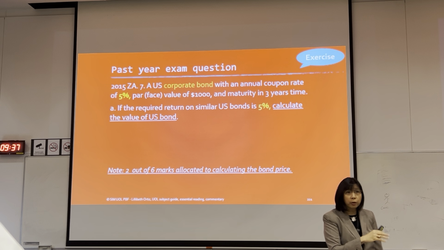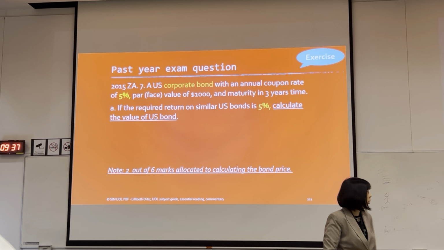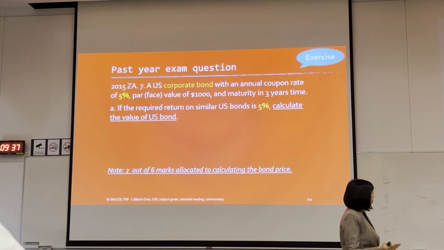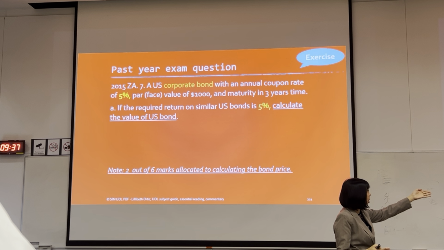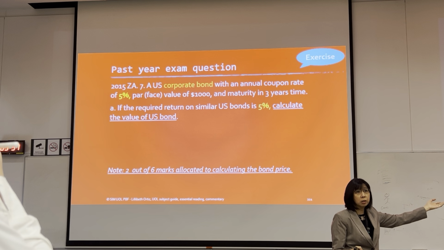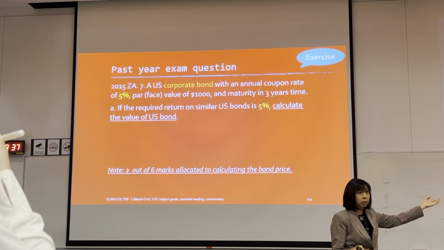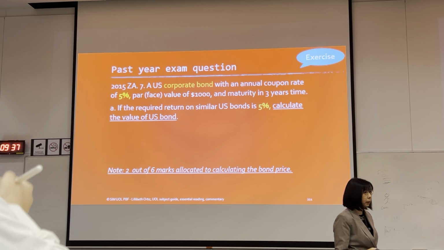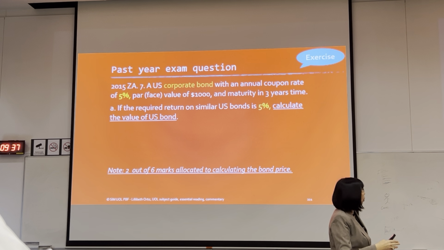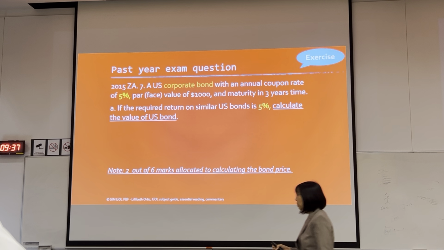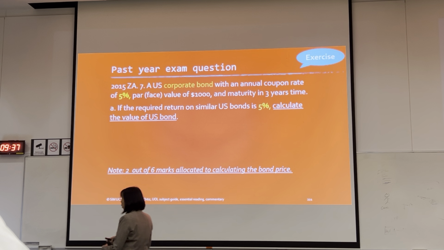So we'll do the bond first, because the bond is a lot more simple than the stock. In fact, out of the 6 marks, you only get 2 marks for the bond pricing. So you get 4 marks for the stock price, and it's a bit more complicated. So how do you price this bond? As an exercise, compute the price of this bond. Does anyone have an answer?